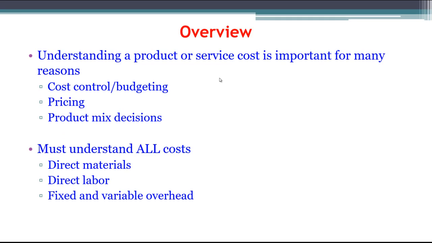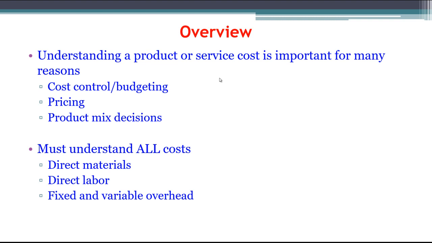As an overview, it is very important that a company understands what it costs them to produce a product or provide a service, and that understanding is important for many reasons. First of all, they can use that to better control their costs and to better budget in general. Without a true understanding of what each individual type of product or service costs, they don't really know, when they compare it to actual results, whether changes need to be made to the actual activities or whether changes need to be made to the budget.